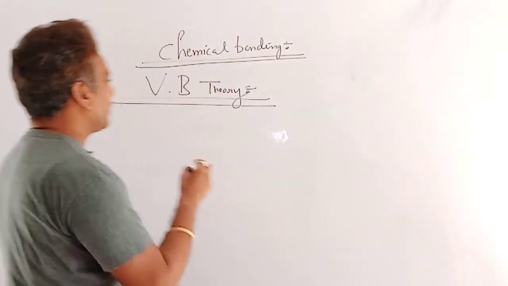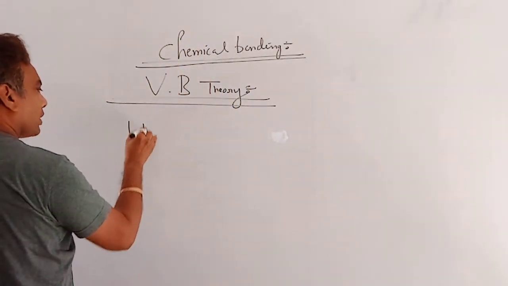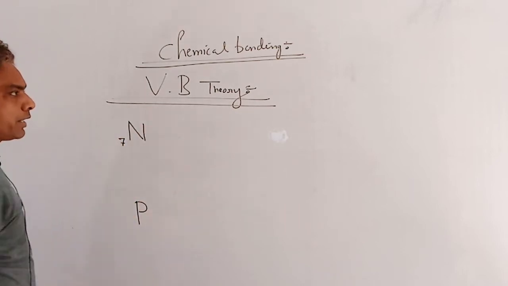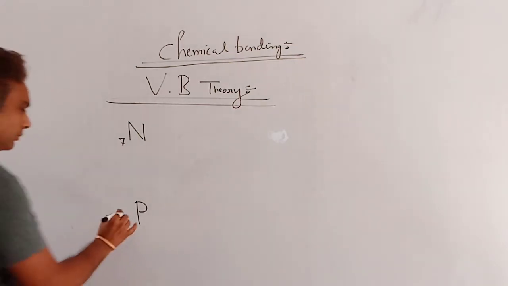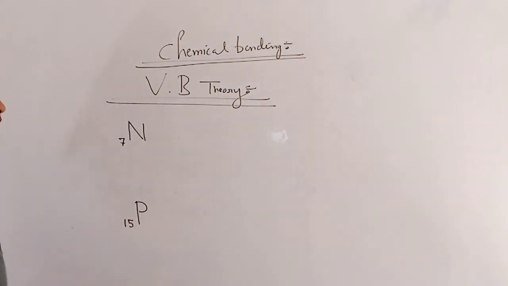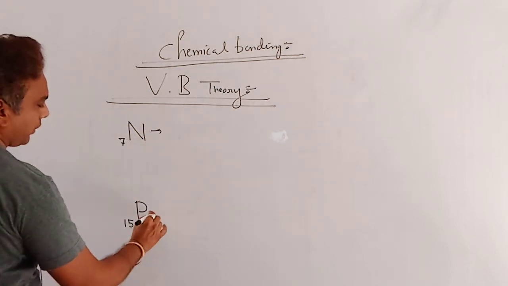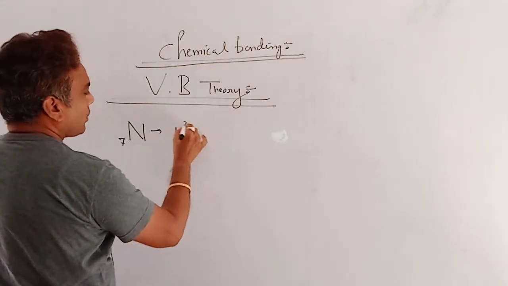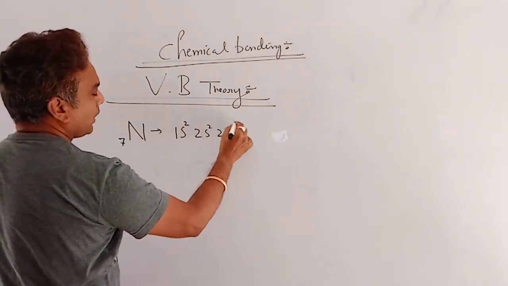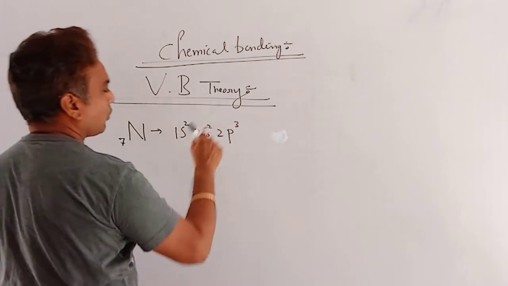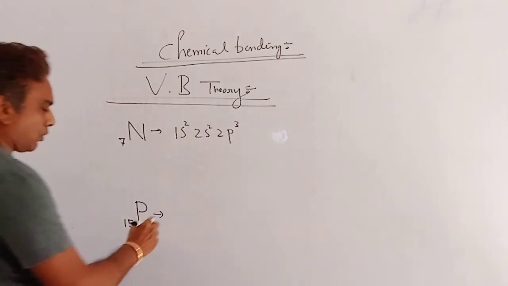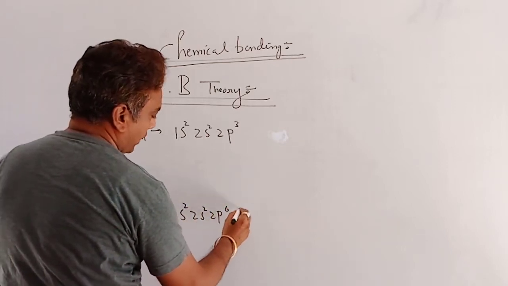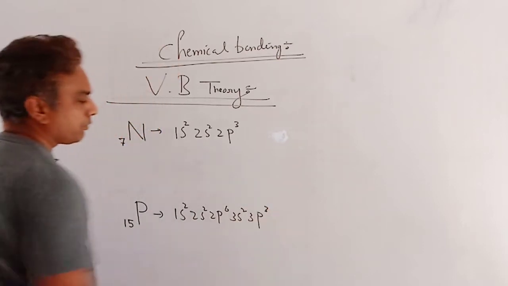Suppose we have an example like nitrogen as well as phosphorus. Here the atomic number of nitrogen is 7 and the atomic number of phosphorus is 15. Now write the electronic configuration of both elements. In case of nitrogen we have 1s2, 2s2, 2p3, while in case of phosphorus it will be 1s2, 2s2, 2p6, 3s2, 3p3.